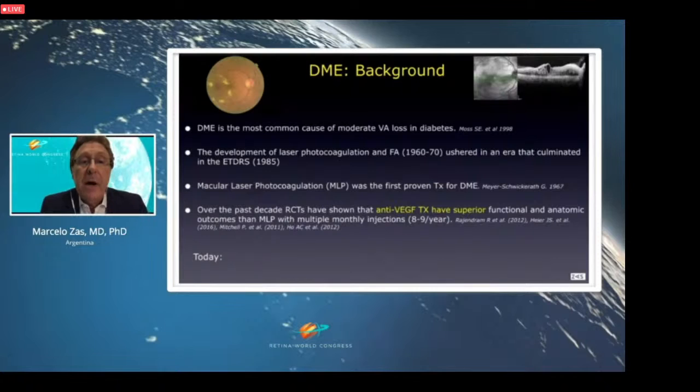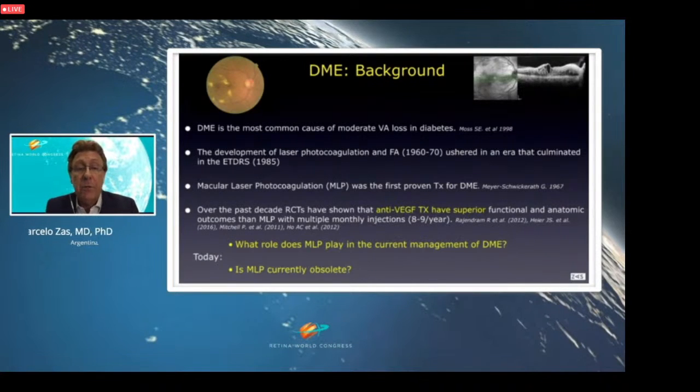As we know, diabetic macular edema is the most common cause of moderate visual loss in diabetes. The development of laser photocoagulation and fluorescein angiography ushered in the era of the ETDRS. MLP was the first proven treatment for diabetic macular edema, but over the past decade, the retinal clinical trials have shown that anti-VEGF therapy has superior functional and anatomic outcomes than MLP, with multiple monthly injections.